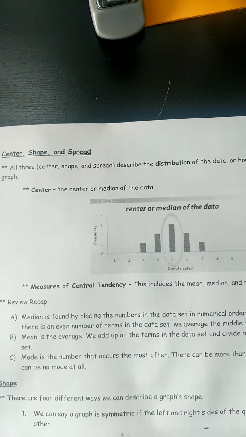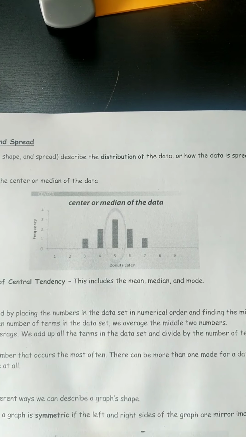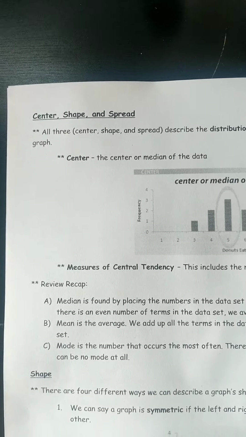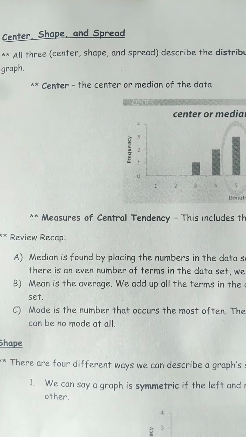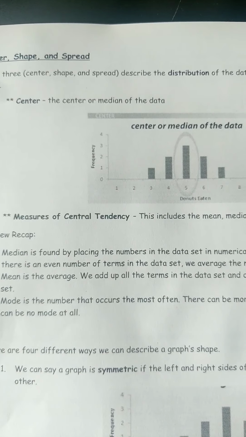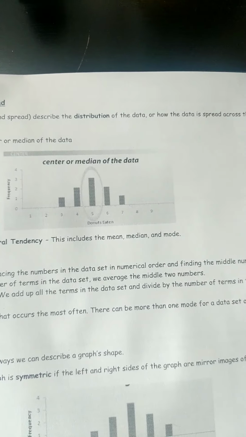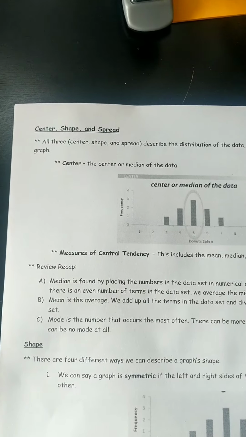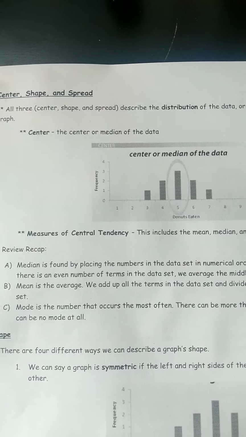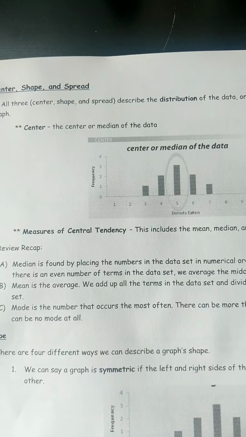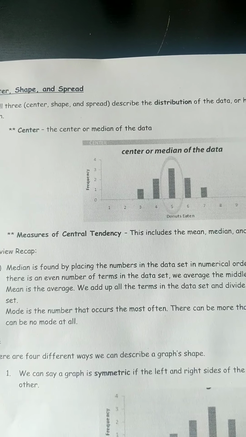Okay, so measures of central tendency. This is where we include the mean, median, and mode. Reviewing these, because you guys have spent years and years finding these, the median is always found by placing the numbers in the data set in numerical order, finding the middle number. If there's an even number of terms in the data set, we always average the middle two. Okay, just recapping, I'm not going to have you actually finding it today.